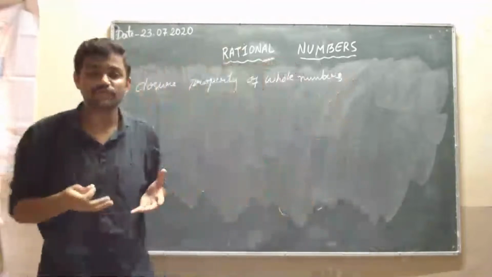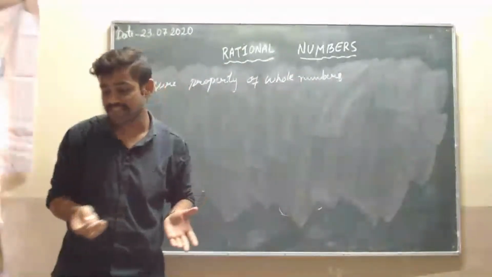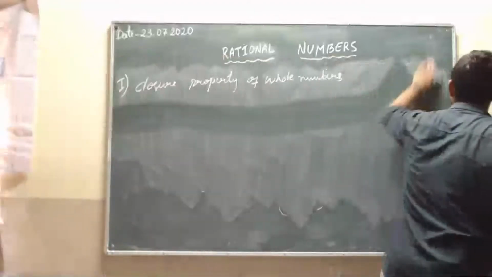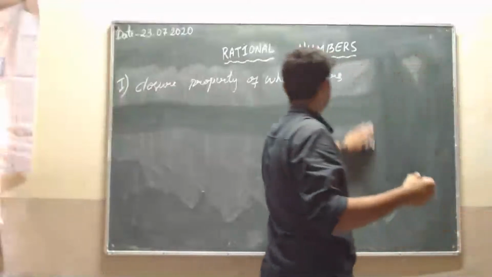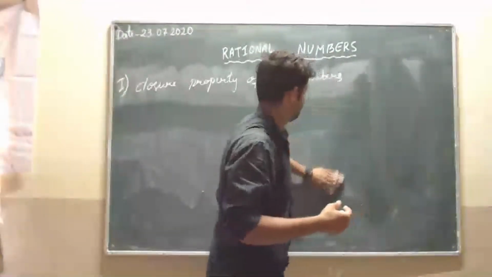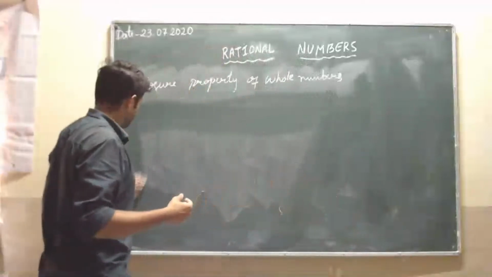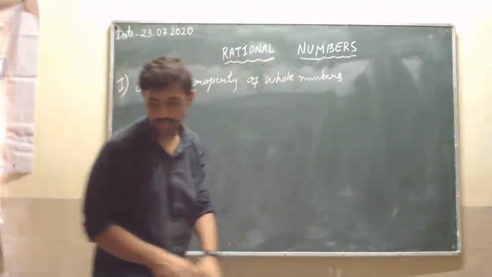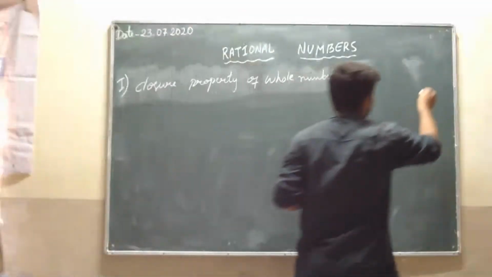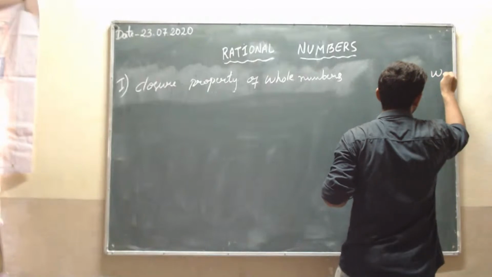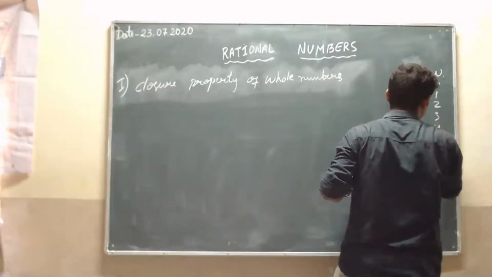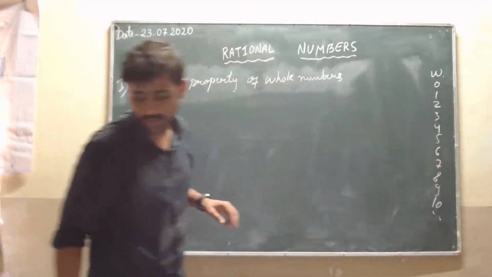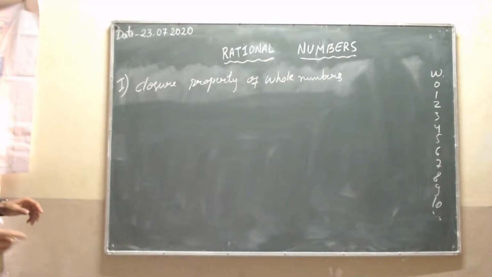We are starting from some basic things. Closure property of whole numbers. Do you know what the whole numbers are? Yes, sir, including 0. I will write it here. Whole numbers are 0, 1, 2, 3, 4, 5, 6, 7, 8, 9, 10, 11, etc. They are the whole numbers.